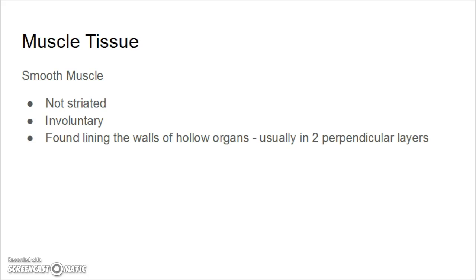The most common place to find smooth muscle is in the lining or outside the walls of hollow organs. And usually this muscle is going to be found in two layers, and they're going to be perpendicular to each other. For example, one straight up and down and one going across. So when we look at a slide, we'll see two different orientations of smooth muscle.